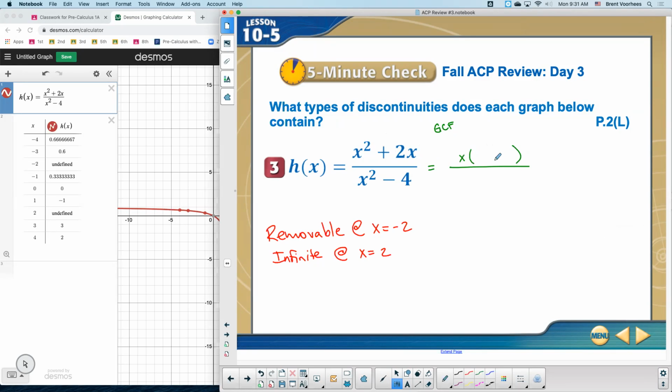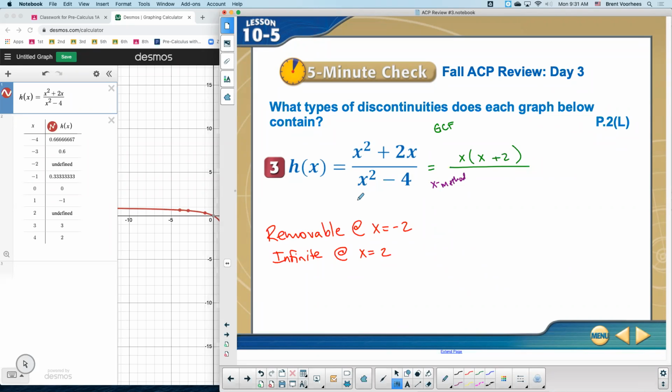GCF, you divide out and create a parenthesis. So I divide out an x and it creates a parenthesis of x plus 2. So both values lost a power of x. It went from 2 to 1, 1 to none, but I pulled the x out front. So that was GCF. On the bottom, I would have to use a different method. I'm going to use x method here.